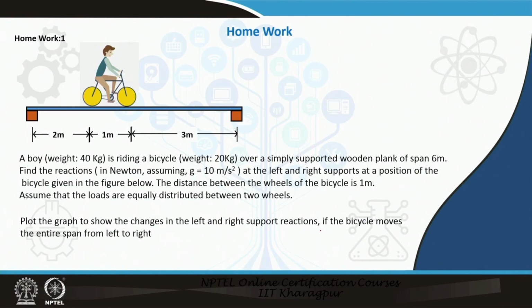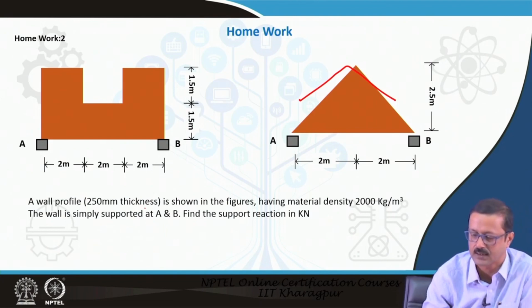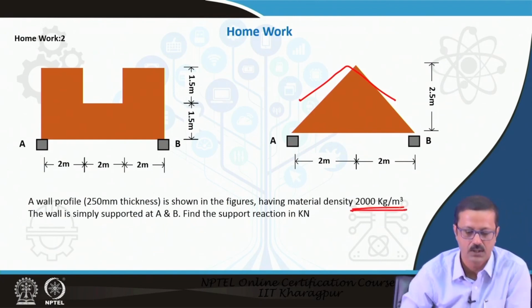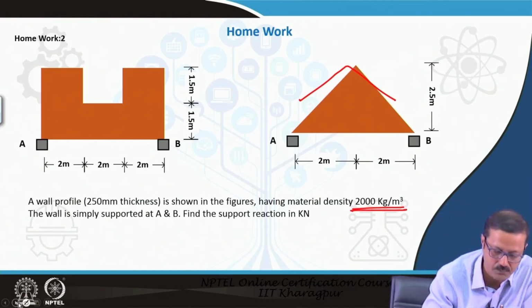So, how the reactions at A and B change, A is here and B is at the other end, you have to plot it through a graph. I have another problem. I have two typical wall profiles. There is a cut, and this is a triangular kind of wall, and the wall dimensions are all given, the thickness of the wall is 250 and the density of the wall material is 200 kg per meter cube. So, you have to finally find out what the reaction at A and what the reaction at B will be.